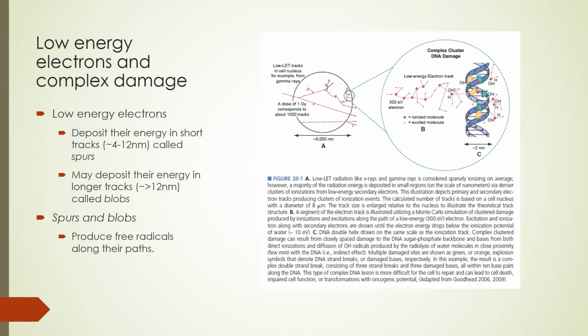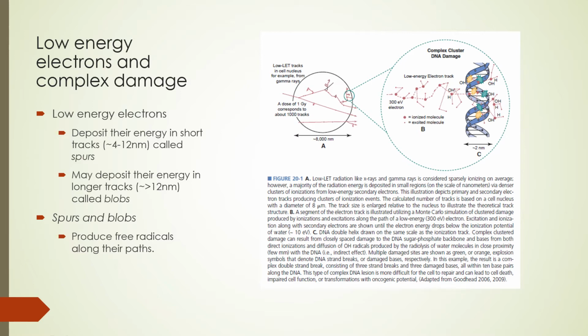These electrons produce a unique ionization pattern over a very short range of between 4 to 12 nanometers along the path of the primary ionization track. Energy deposited along shorter tracks with fewer ionization events are called spurs, and deposition on longer tracks with more ionization events are called blobs. Spurs and blobs produce highly reactive chemical species called free radicals along their paths, thereby increasing the probability of molecular damage.